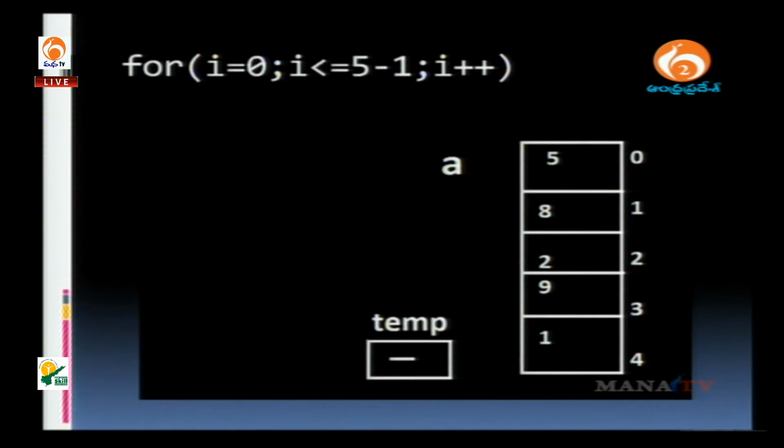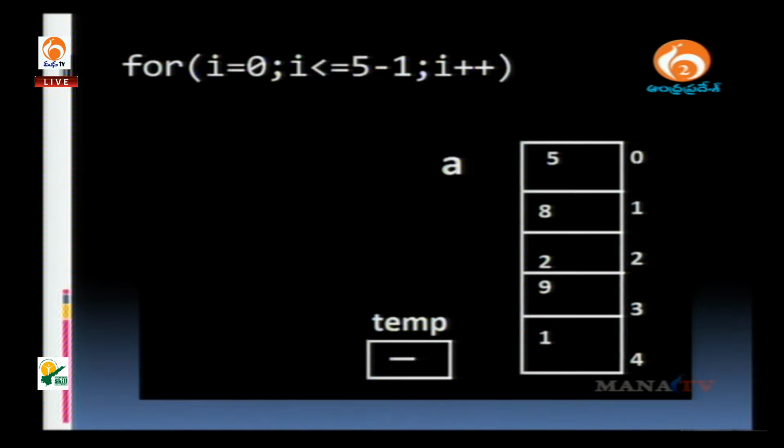Next, now the control comes to the looping statement, the for loop. For i equal to 0, i less than or equal to 5 minus 1, i plus plus, what does it mean? Now we are initializing i equal to 0. Next, 0 less than or equal to 5 minus 1, which means 4, which is true. The condition becomes true.